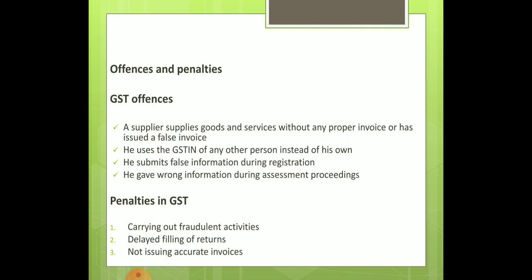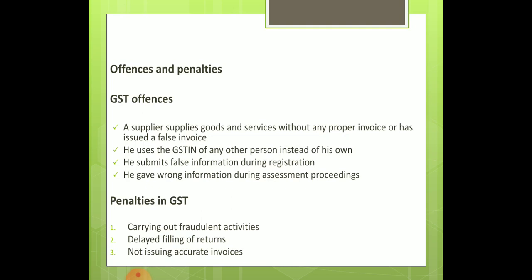He submits false information during registration. During the registration, they give false information regarding the transfer of the input tax credit, which should be given for the particular reason. What purpose am I transferring for, what purpose am I claiming in the GST? That should be given correctly. That was also an offence. He gave wrong information during the assessment procedure. In the audit or the assessment procedure, they will give the wrong information.